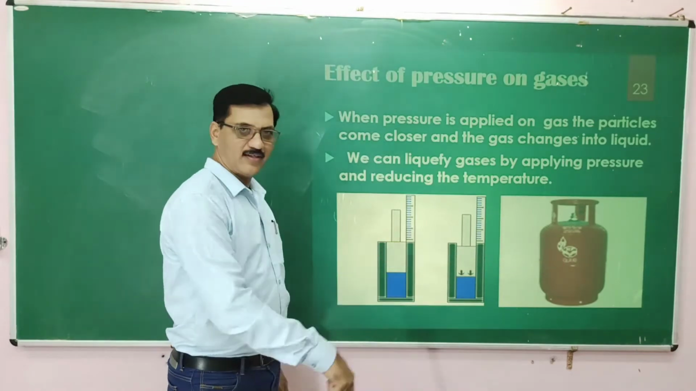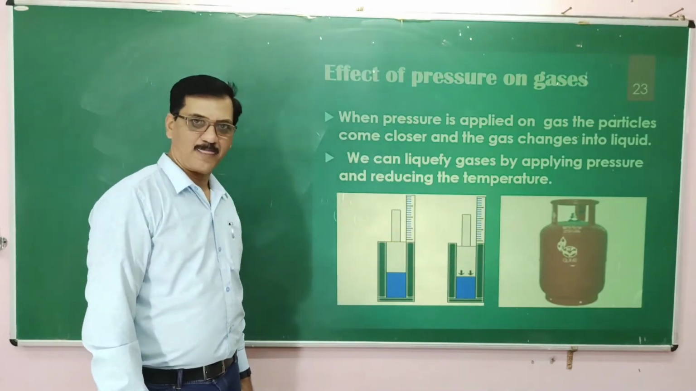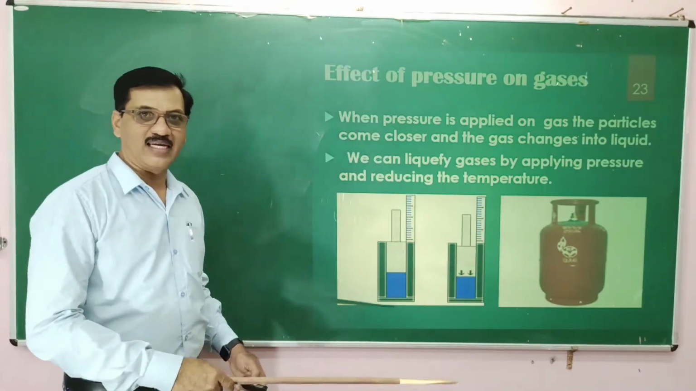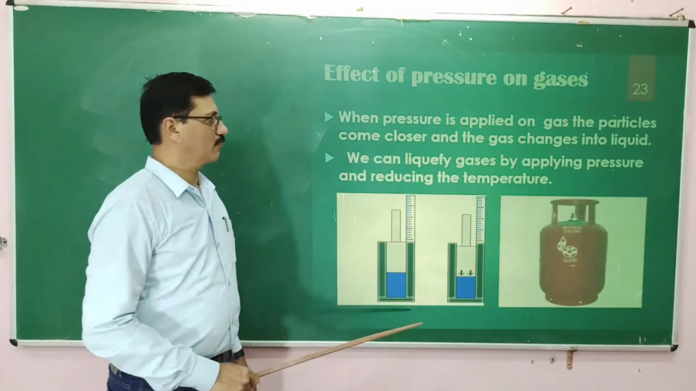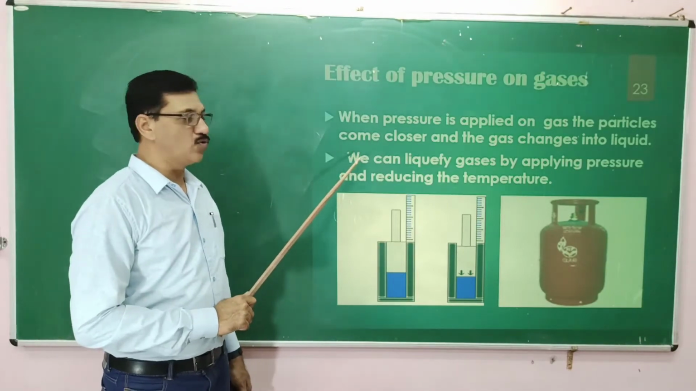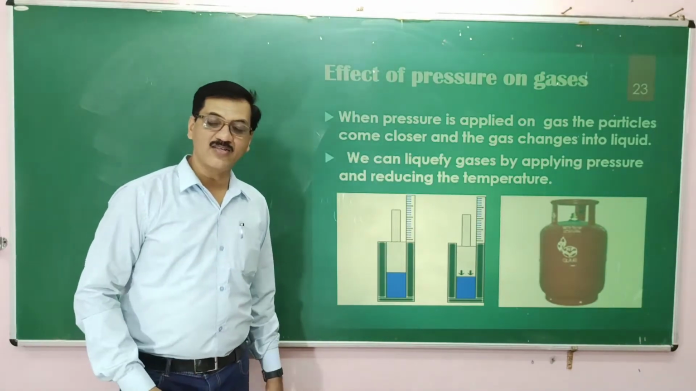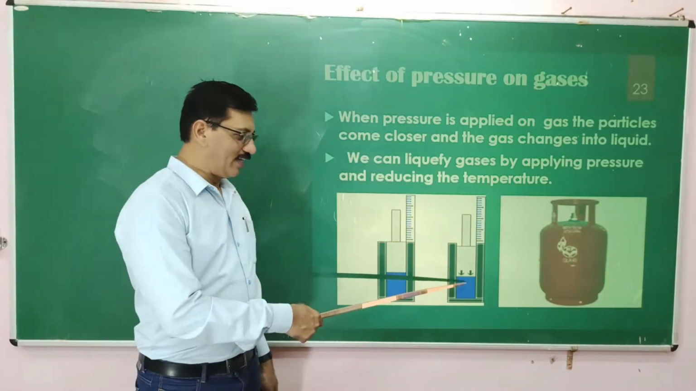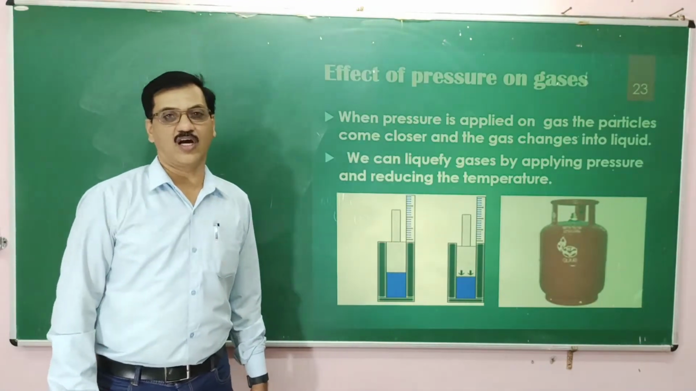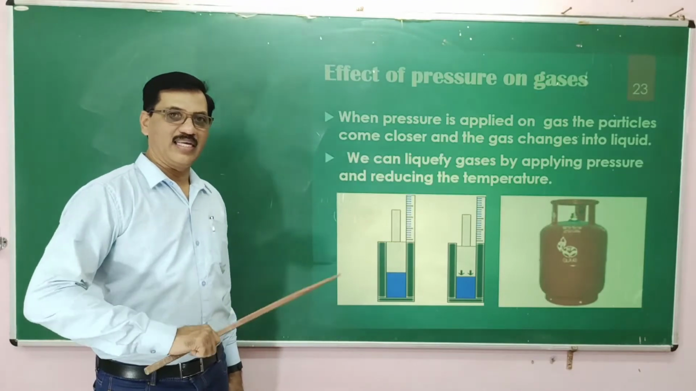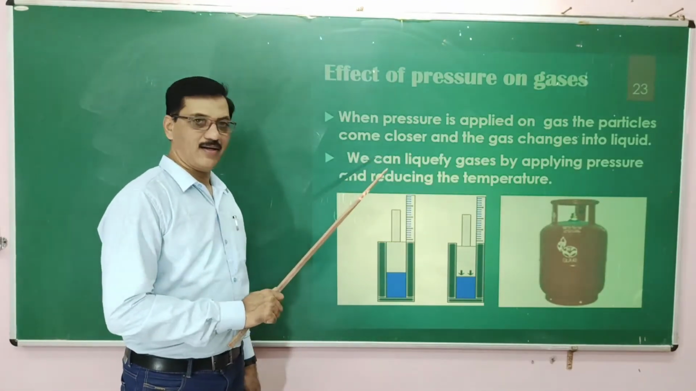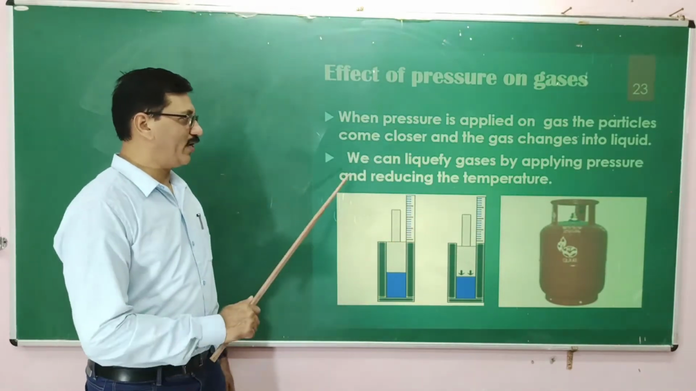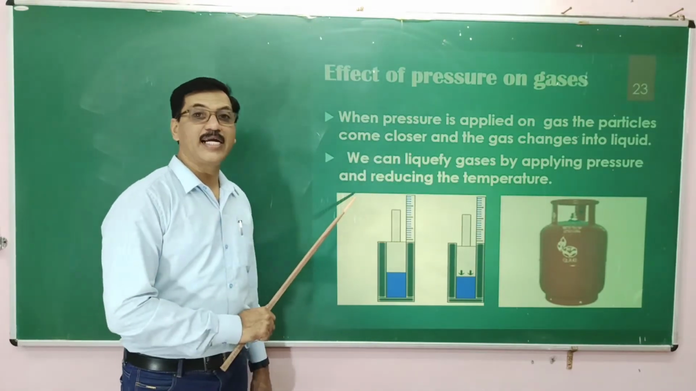In gas cylinders, the gases are converted into liquid state. Probably you can tilt the cylinder and hear the sound of liquid inside. When pressure is applied, the particles move closer, and when the particles are closer, it resembles the structure of a liquid. Therefore this is the condition for conversion of gas into liquid. The lower the temperature and the higher the pressure, the easier it is to convert a gas into liquid. So we can liquefy gas by applying pressure and reducing temperature.